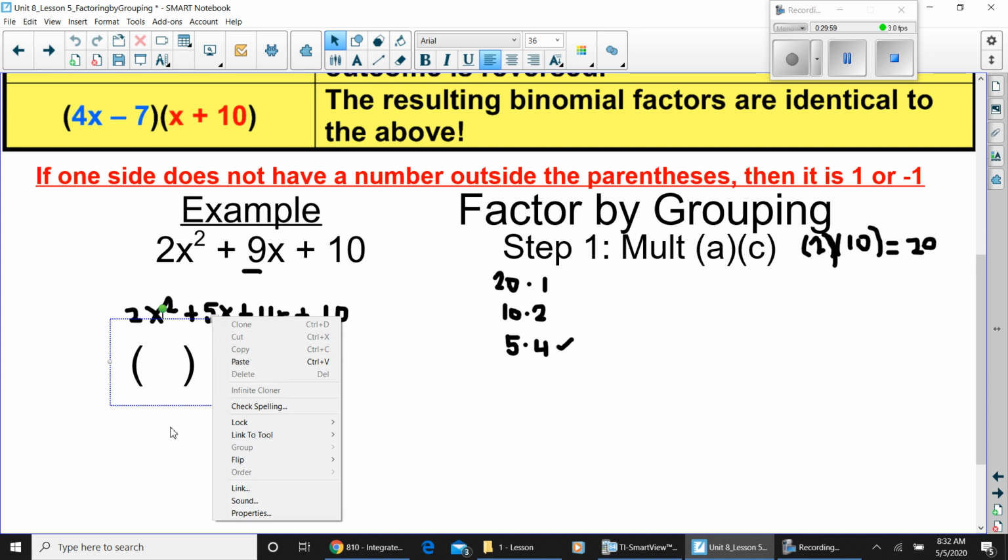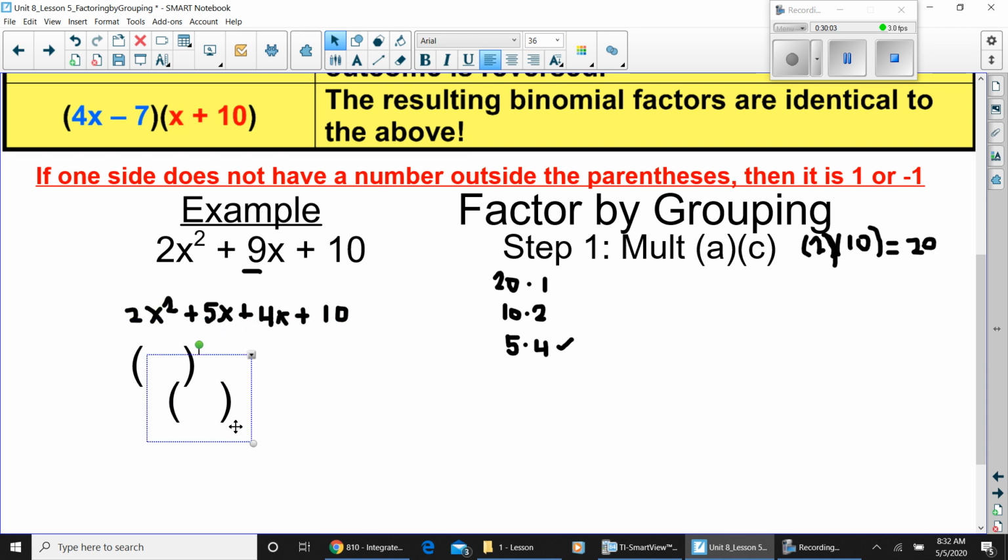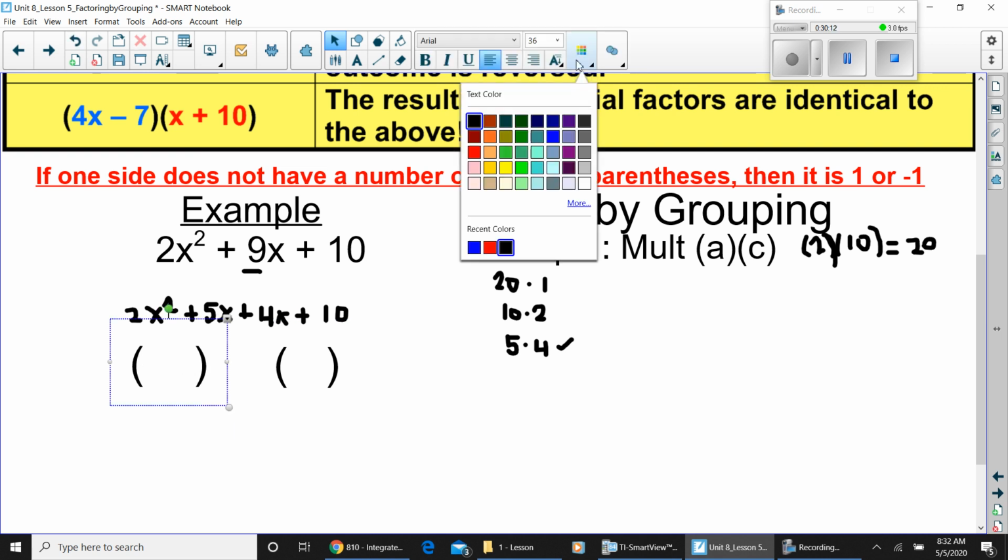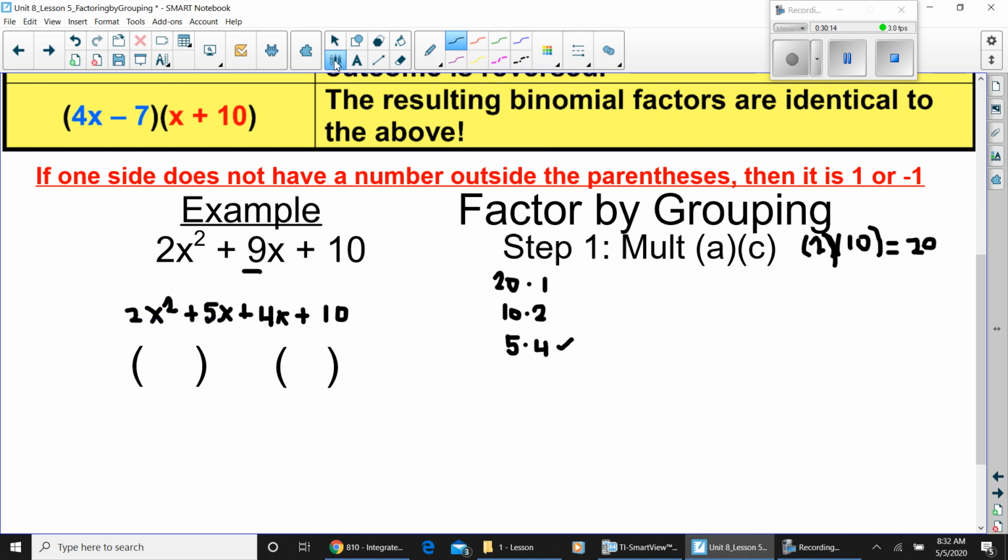I know I'm going to have to factor this twice, so I'm going to set up my parentheses right here and here. So what is the greatest common factor? I'm only looking at the first two terms. My greatest common factor is only x. That's it. 2 and 5, there's no number that both of those numbers go into.